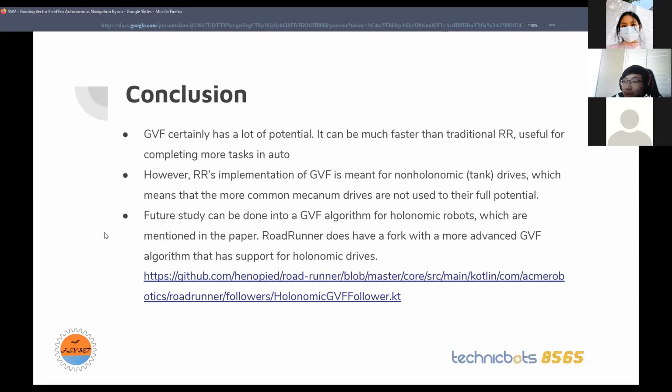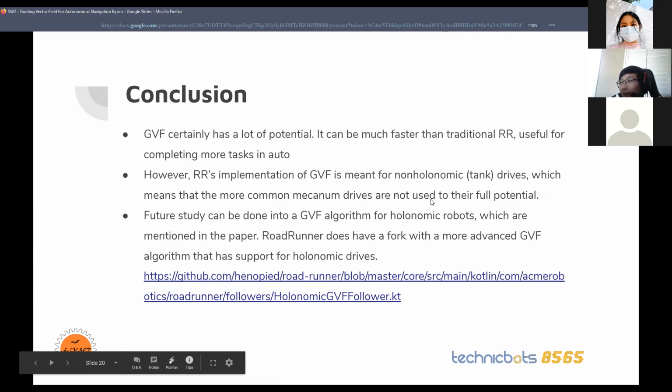So future study can be done in the GVF algorithm for holonomic robots, which are mentioned in the paper. So yeah, Roadrunner does have a fork with a more advanced GVF algorithm with support for holonomic drives. We only just found this out like last week, so we weren't able to test this out, but it does exist and it's something to look into for future research.